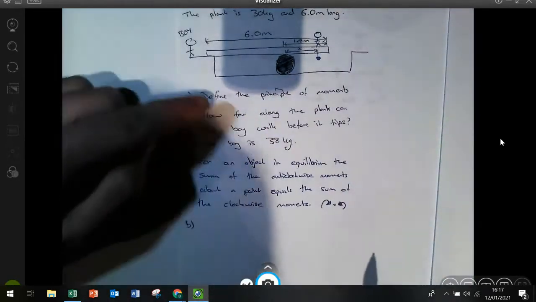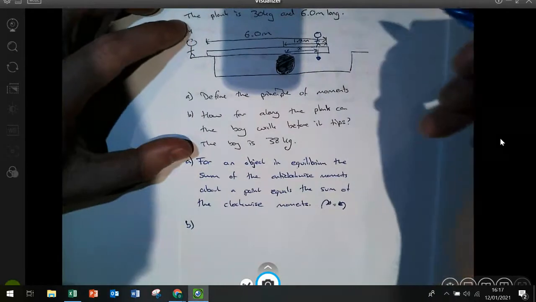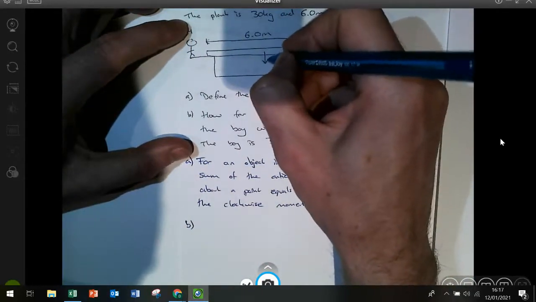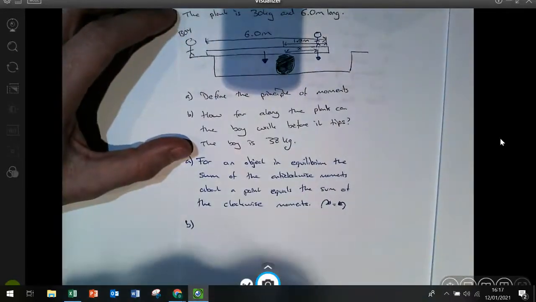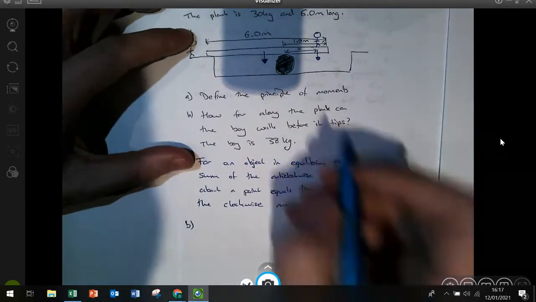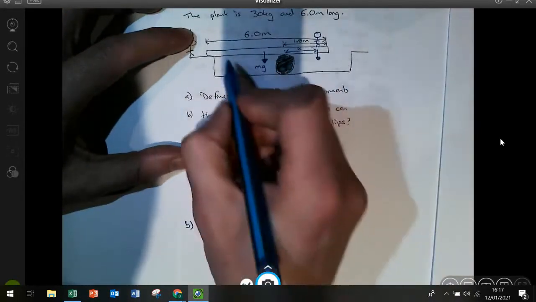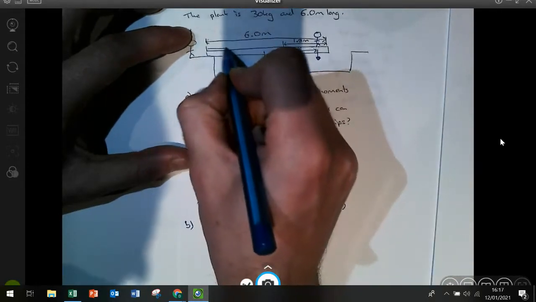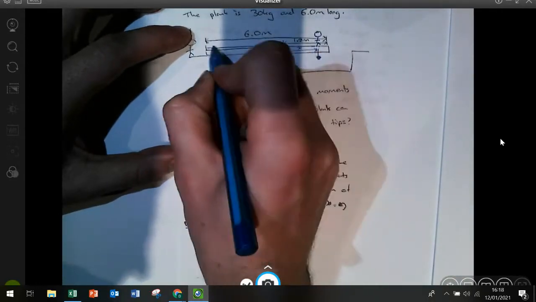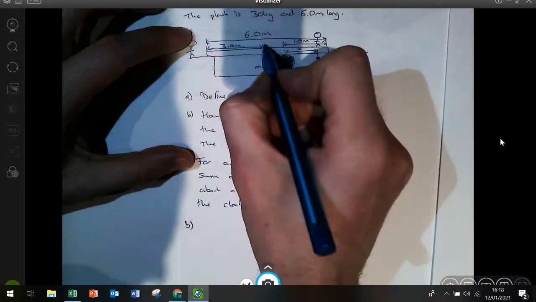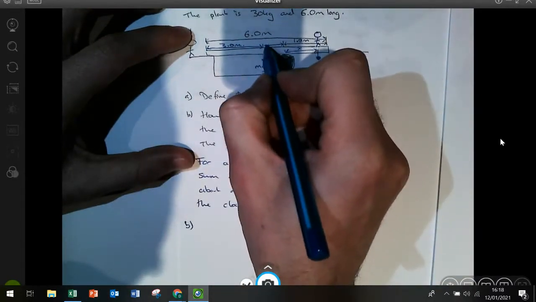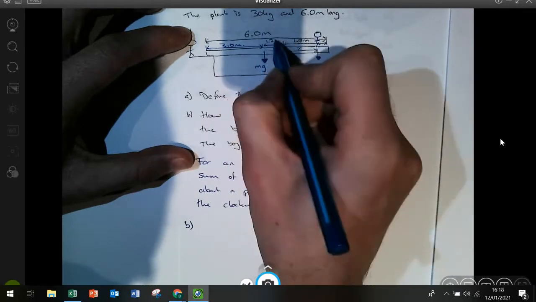So what is trying to stop the plank from tipping? Well, it's of course the weight of the plank. If it doesn't say otherwise, then we can assume it's a uniform plank, and a uniform plank means that the weight will be exactly half the way along the plank, so at exactly 3.0 meters, which means that the distance to the pivot is going to be 1.2 meters.